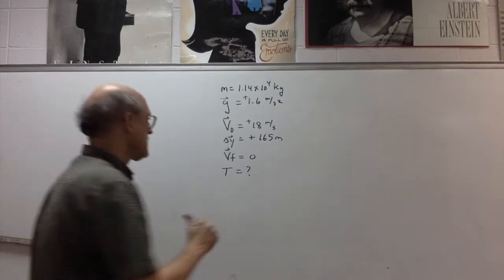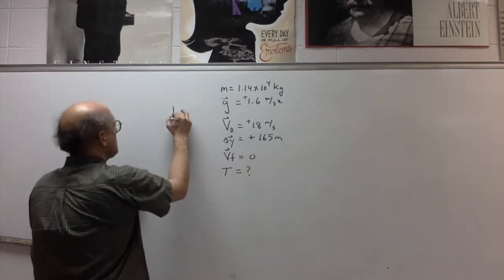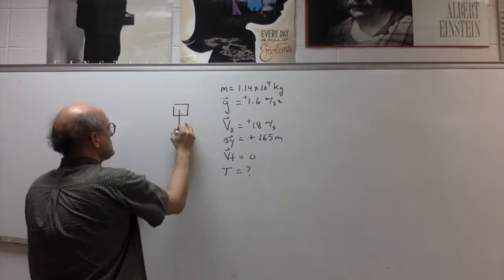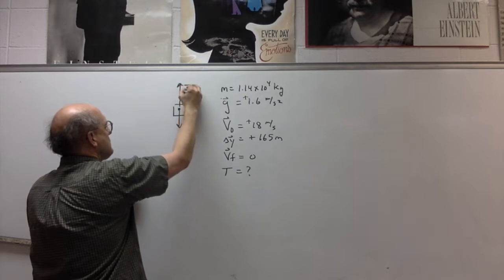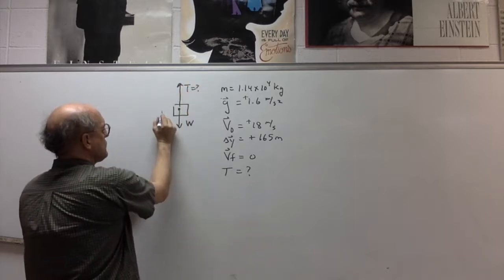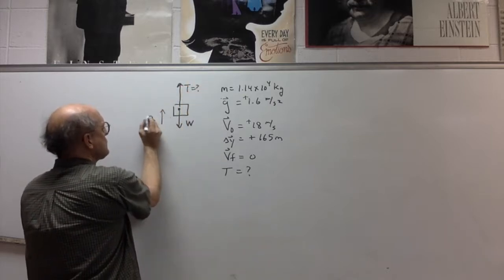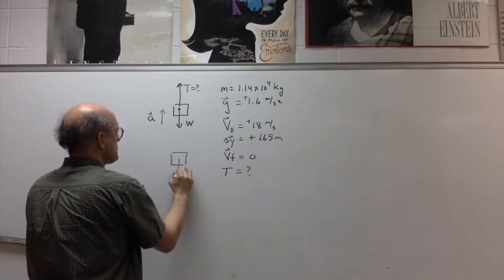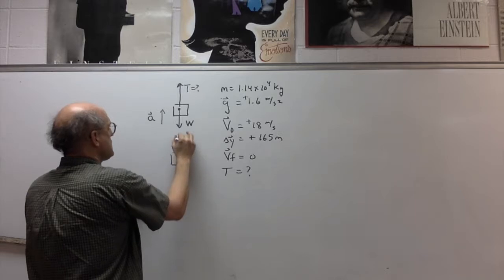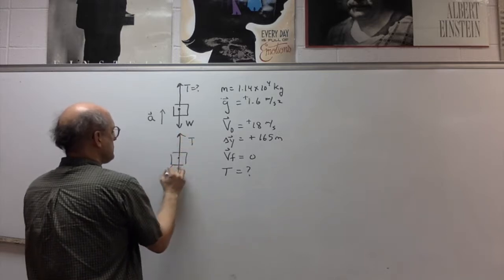Now the thrust is directed upward. So we have the weight of the rocket down. We have the thrust up, which is going to be greater than the weight in order for the craft to accelerate and slow it down to rest just before it touches the surface of the moon.